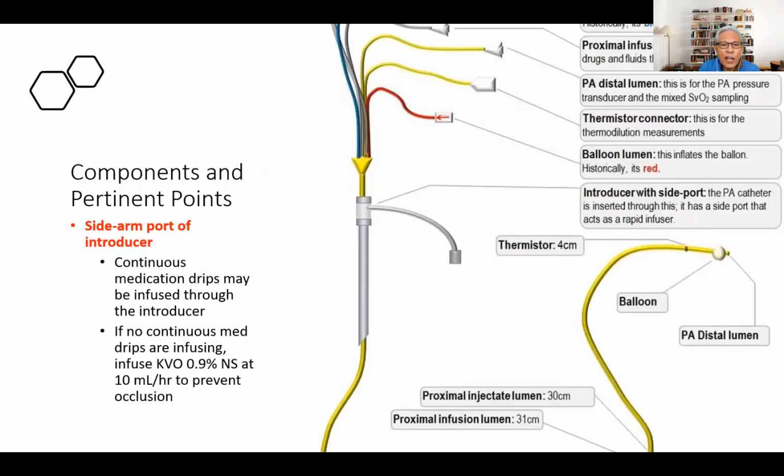Let's take a look at the components of the catheter itself. One of those components is what is known as the side arm, or the side port of the introducer, and it is labeled right here. What can we use this for? Well, we can use this for continuous medication drips. If there are no continuous medication drips infusing, you could actually infuse normal saline to keep the vein open at 10 mLs per hour in order to prevent catheter occlusion. That's the purpose of that.